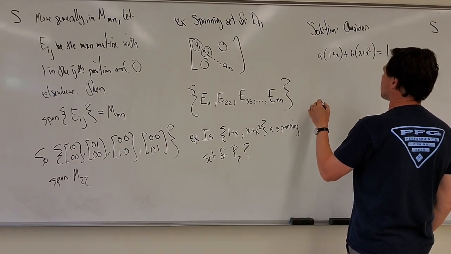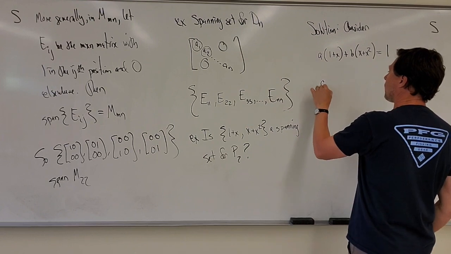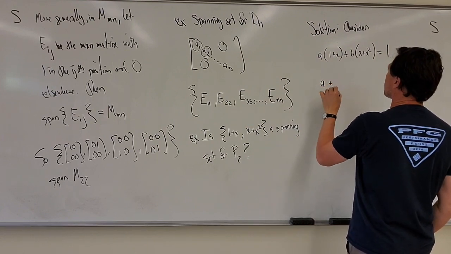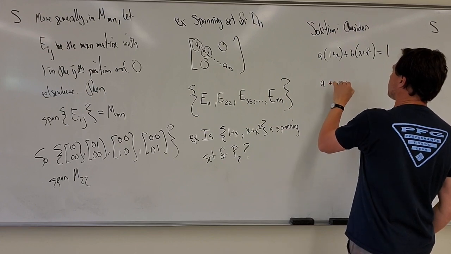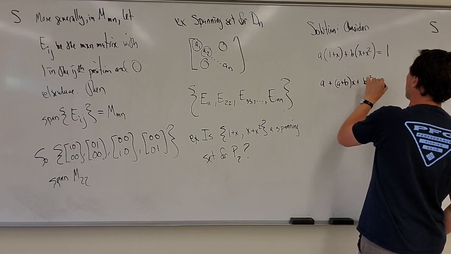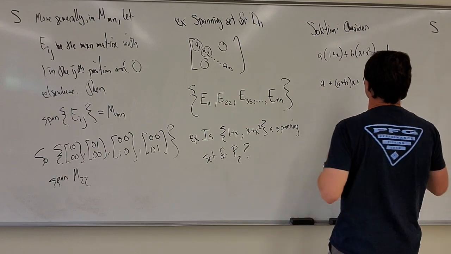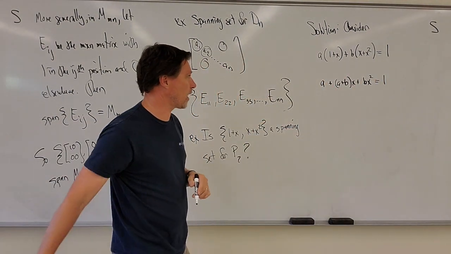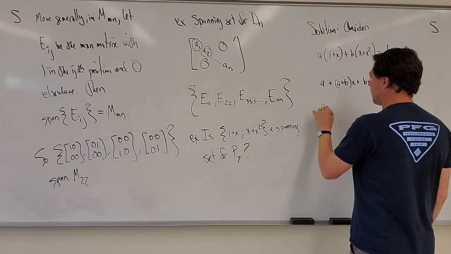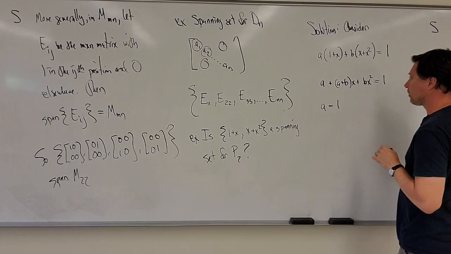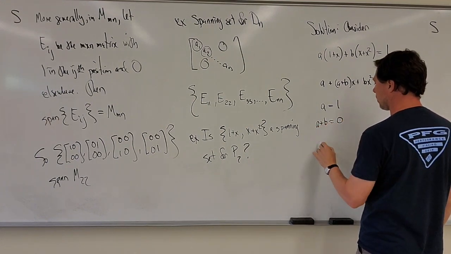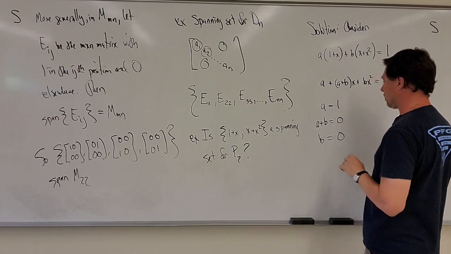This would say that, so I'm going to multiply things out. I'll have a plus a plus b times x plus bx squared has to equal 1. So all I did was distribute and join things together here. Now, if this equation is going to be true, that would tell us that a is equal to 1, a plus b has to equal 0, and b has to equal 0.